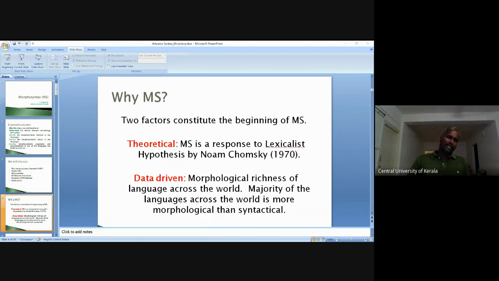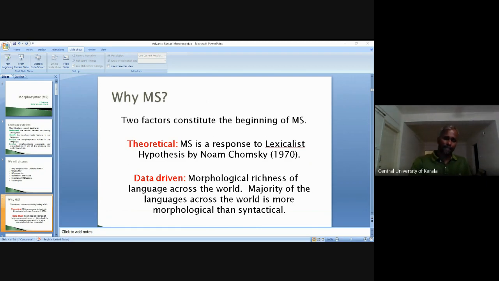So this one, morphosyntax, is a response to the lexicalist hypothesis by Noam Chomsky. See, in the last semester we have been talking about the lexicalist hypothesis. In 1970, Chomsky developed it. So I'll tell you what the lexicalist hypothesis is. Once again, we will do it. Okay.